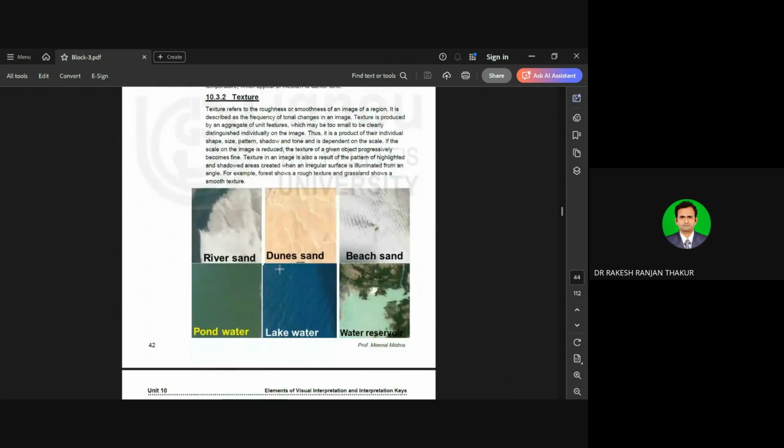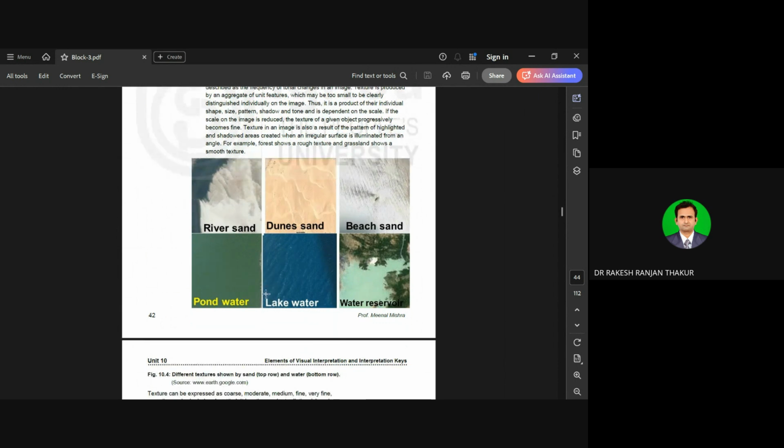Now, in another one, here you can see texture. This one is a good example. You have sand from different areas: riverine sand here, in the middle the dune sand in the desert region, and on the right-hand side the beach sand. You can see the difference in their texture. In the dune, some patterns are also there, like a snaky pattern, and the beach has a different texture.